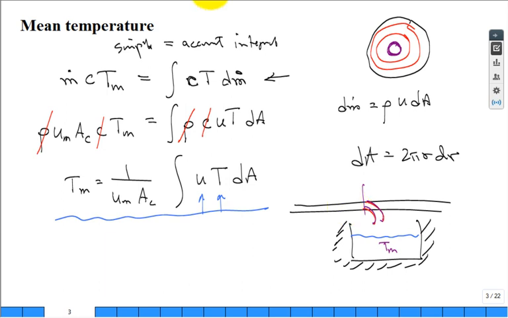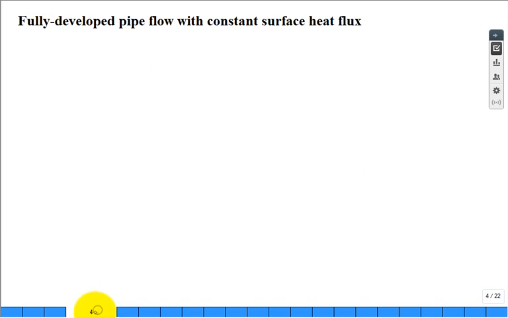Because some of the fluid is flowing in the center of the pipe, isn't it? And it's fastest. But I don't know the temperature there, but it's the average. And so if you said this was an average, it's a volumetric flow rate averaged temperature or a mass flow rate averaged temperature or even an energy flow rate average temperature. Okay, that's our mean temperature.